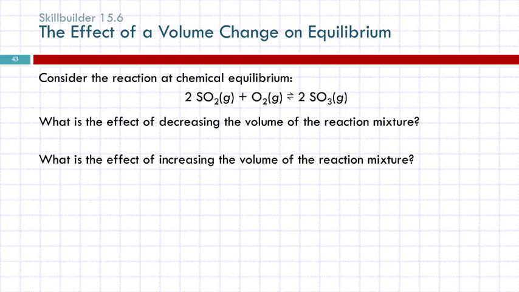So decreasing the volume, cut the volume in half, say, that's going to increase the pressure. How can the reaction counteract that, decrease the pressure? So it will want to shift to the right, because on the left side we have 3 moles of gas, on the right we have 2 moles of gas. So decreasing the volume will cause it to shift to the right. Increasing the volume decreases the pressure. It'll shift to the side with more gas particles. It'll shift to the left.